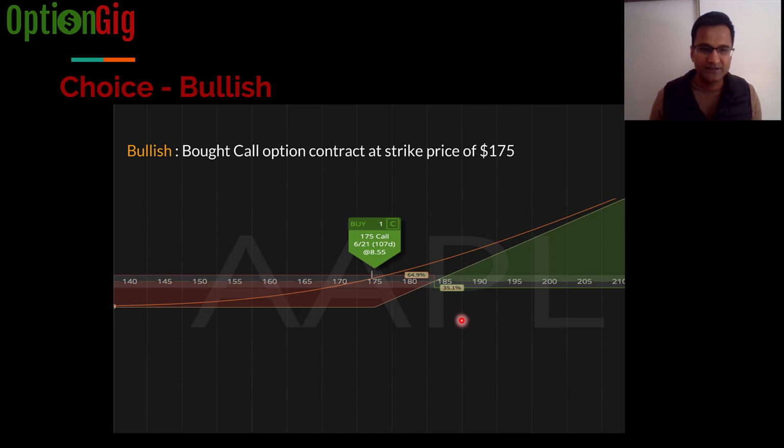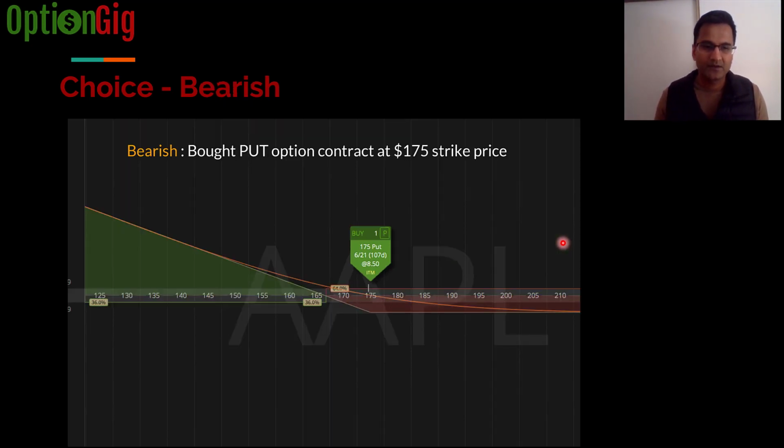This is an example of bullish. If I'm bullish, I bought a call option contract at a strike price of $175. So if Apple rises, I start to make money. But if Apple goes low, this is my loss zone. So you make money if a stock rises. If you're bearish, you can buy a put contract at a $175 strike price.